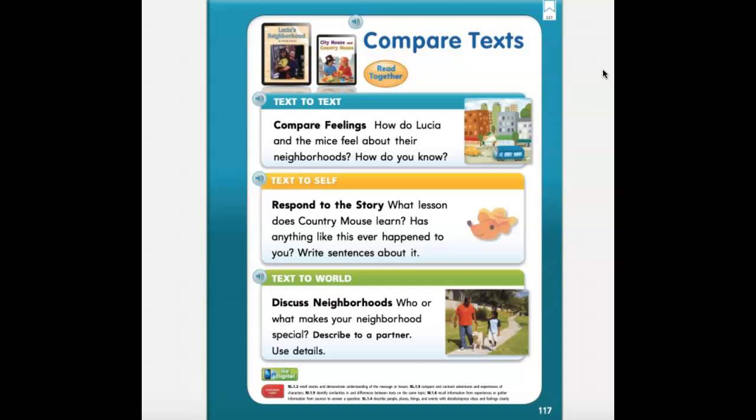So, boys and girls, when we started our short fable today, we talked about how usually there is a moral of the story or a lesson learned by a character. So what lesson do you think City Mouse learned in the fable today?